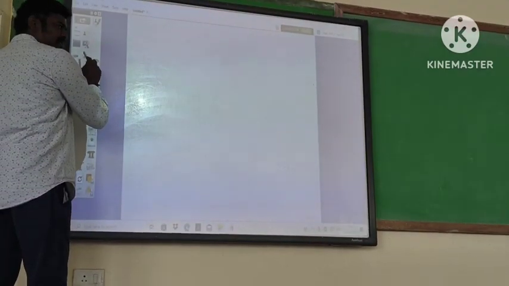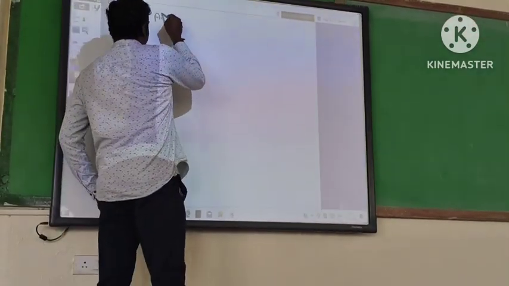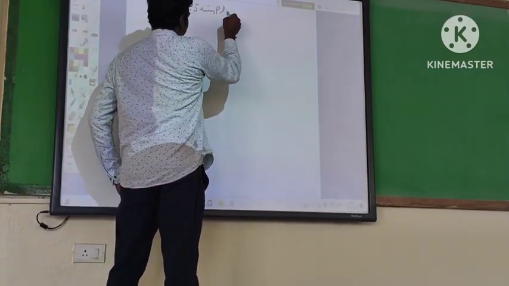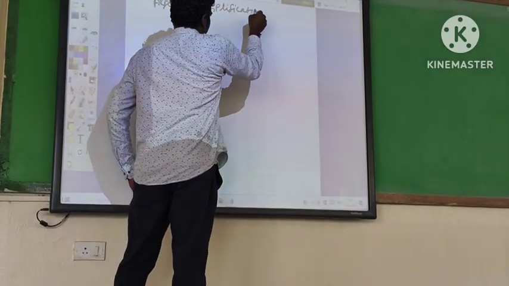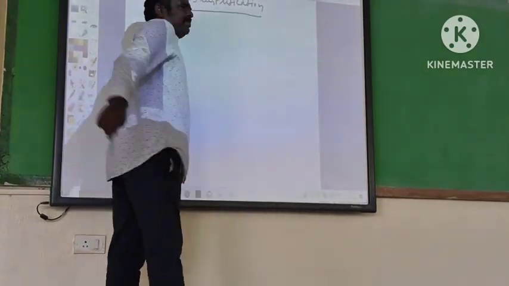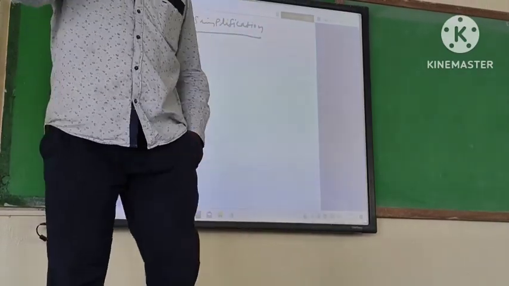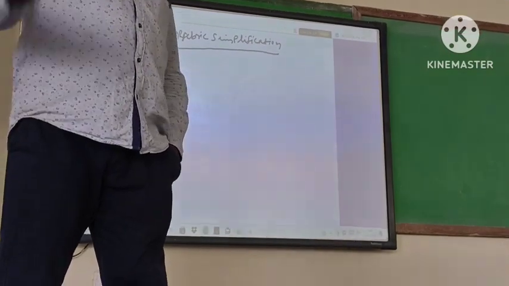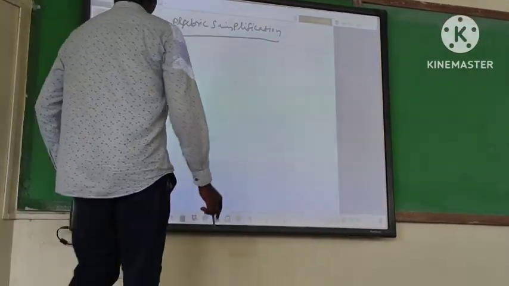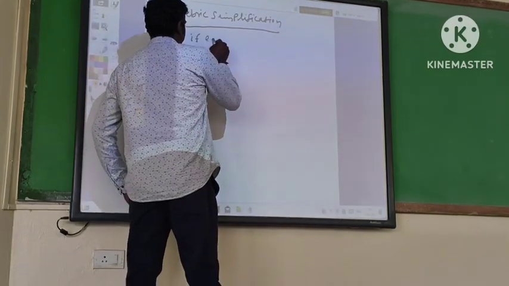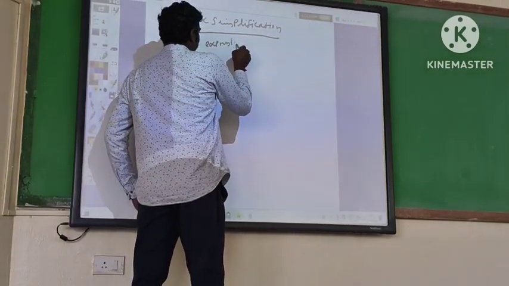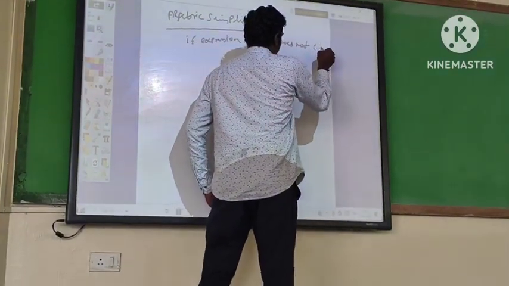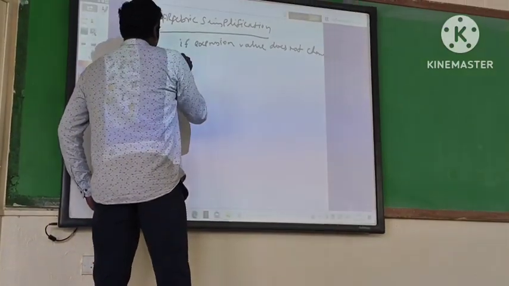Shall I go to the next one? So the next is called algebraic simplifications. So what is algebraic simplification? If an expression's value does not change, such kind of expression has to be removed. That is called algebraic simplification. Say, for example, if the expression value does not change, remove it.